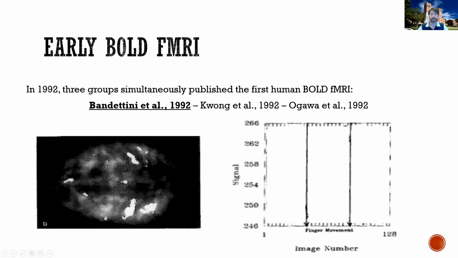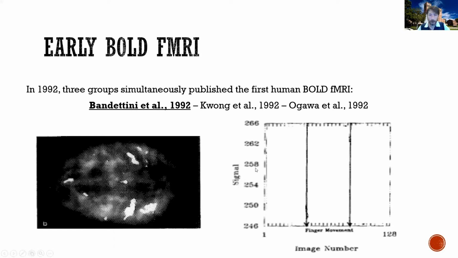Now what they did is they had somebody inside an MRI machine, and they would alternate periods when they would say, just rest, just relax, and that is what we call the rest or baseline. And then there would be periods when they would say, okay, now move your fingers. And that would be the active or task period.